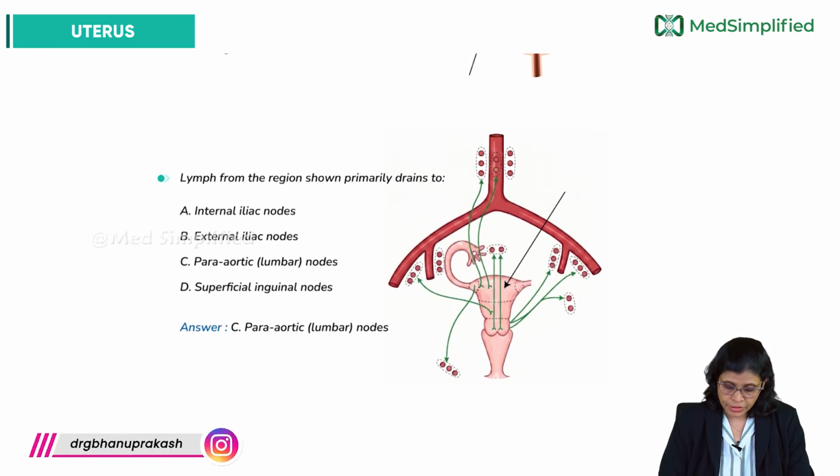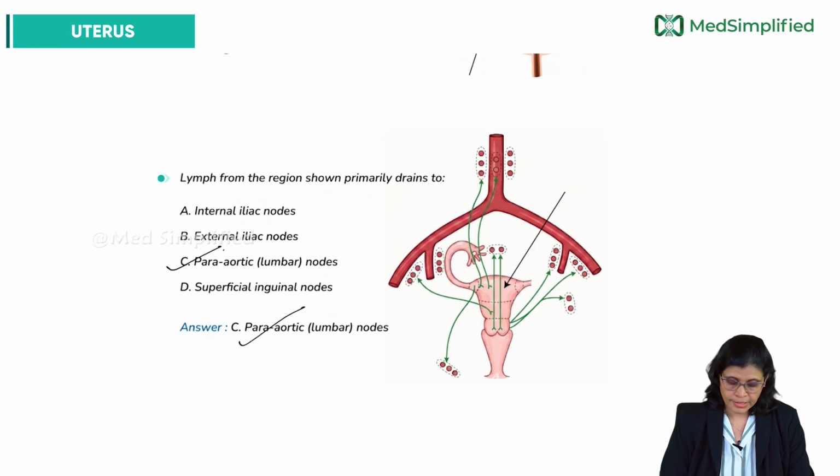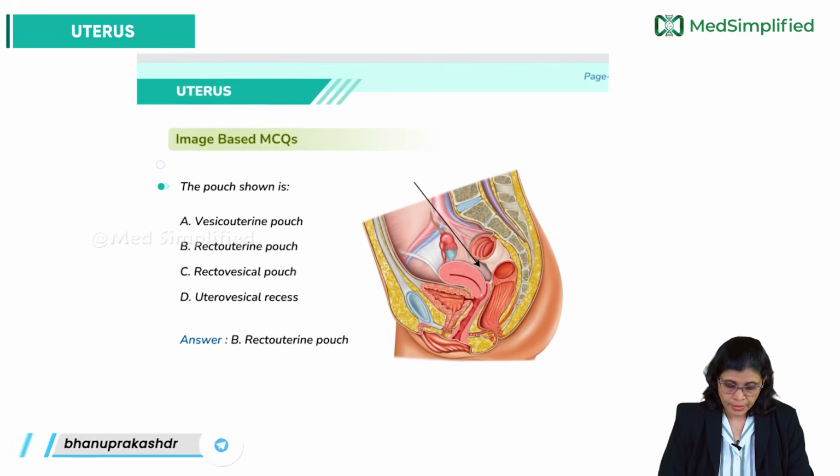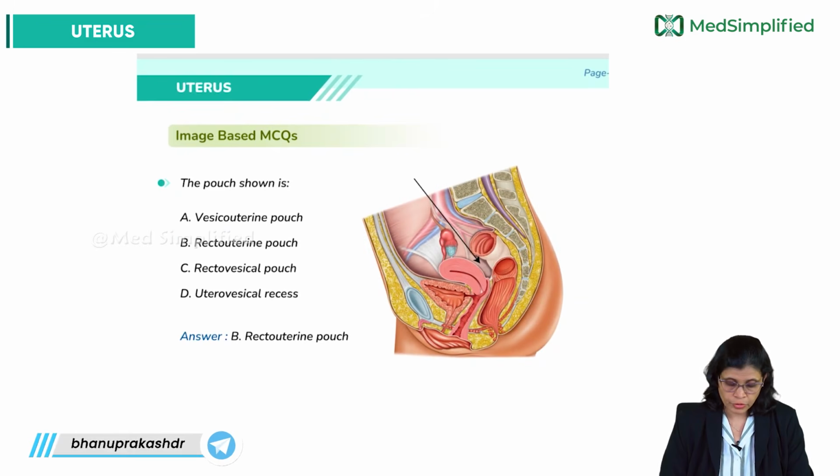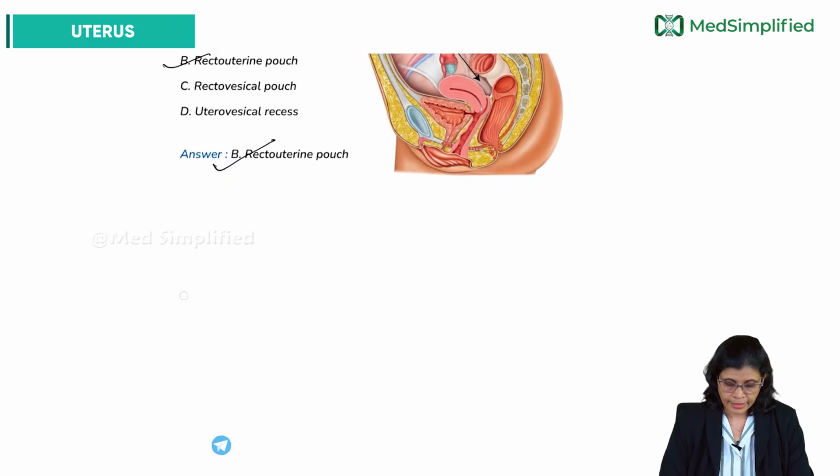Lymph from the region shown primarily drains into, okay, so this is the upper part of the body. The upper part of the body drains primarily into the pre and para-aortic group of lymph nodes. Yes, so C is the right answer. The pouch shown is between the rectum and the uterus, so recto-uterine pouch. B is the right answer.